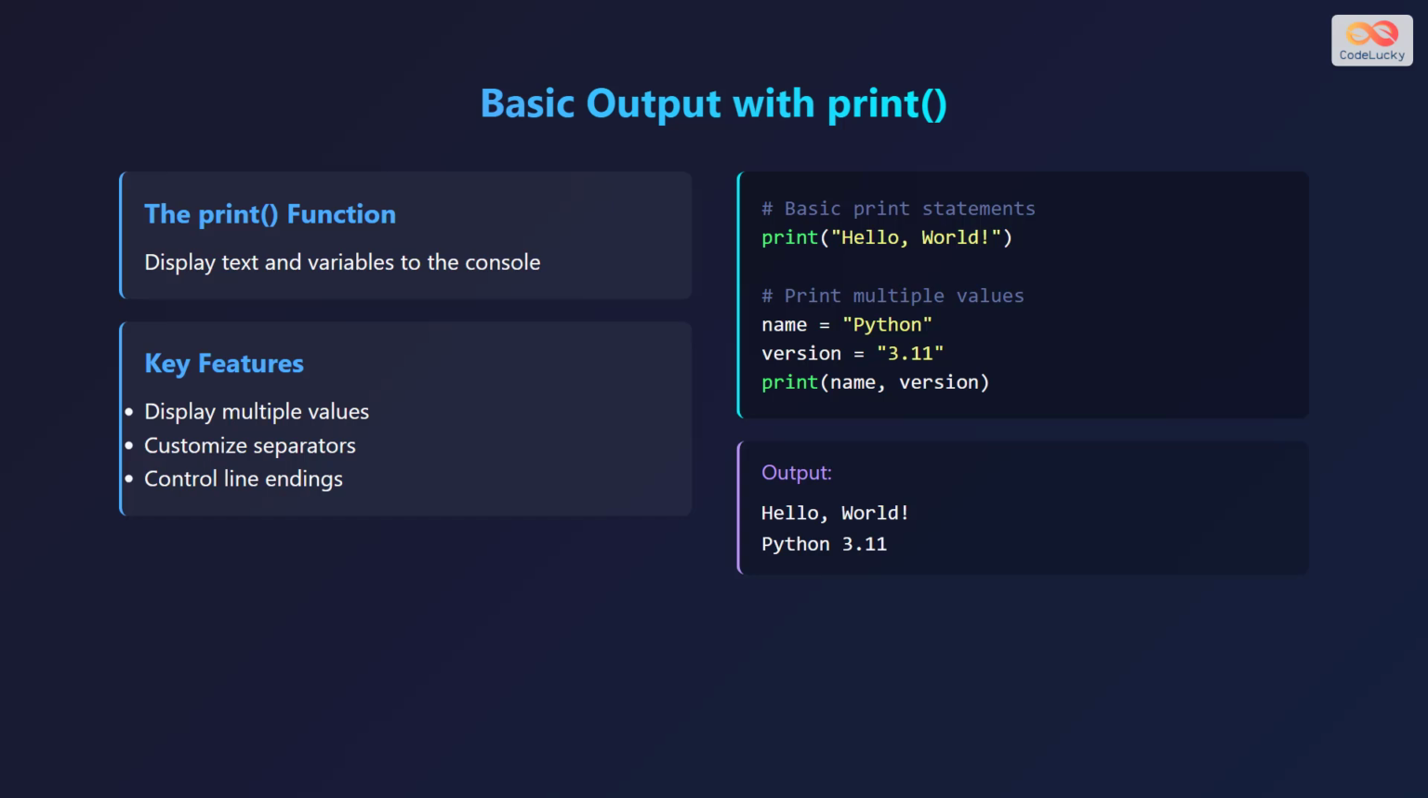Here are some examples. The first one is a basic print statement with the message, "Hello World," and the second is displaying the name and version variables together. As a result, it prints "Hello World" in the first line in Python, followed by 3.11 in the second line.